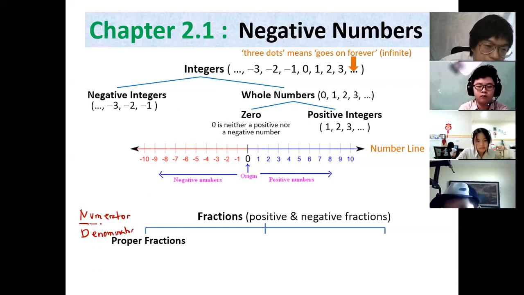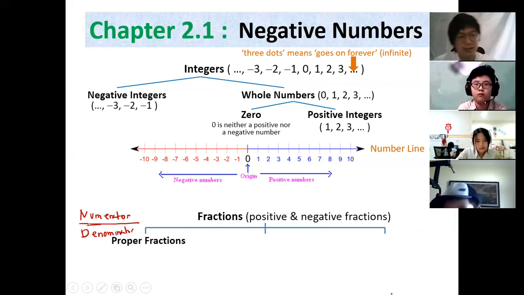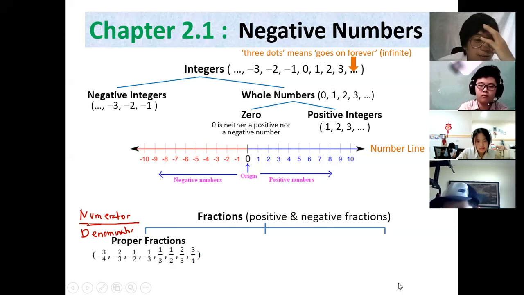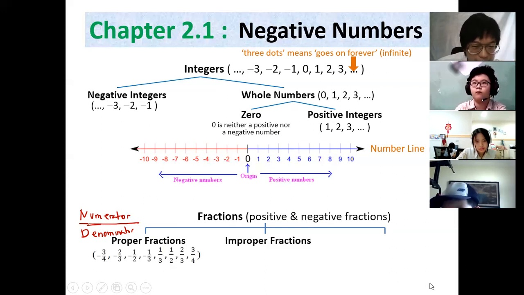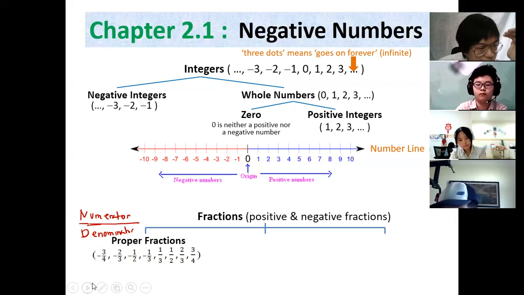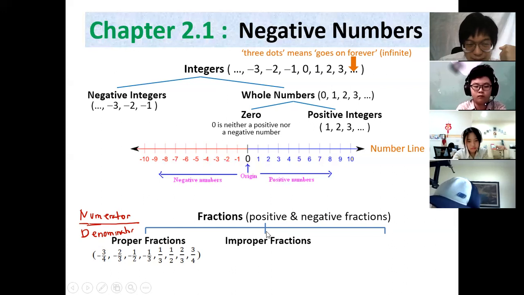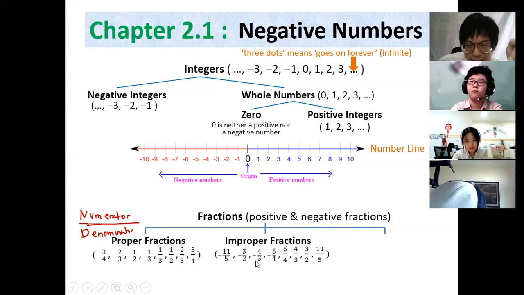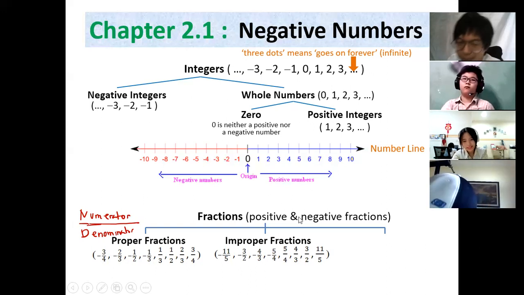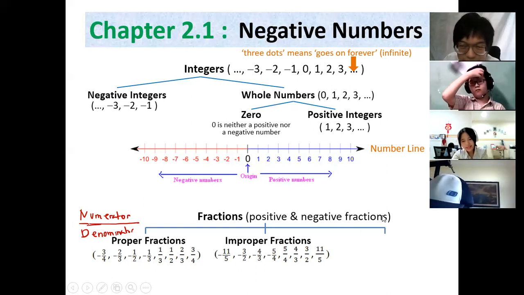Numerator is the top, denominator is the bottom, that's all. N over D. Okay. So a proper fraction means the numerator is always less than the denominator. And an improper fraction is when the numerator is more than the denominator, the top is bigger than the bottom. I think you learned this already in primary, right?